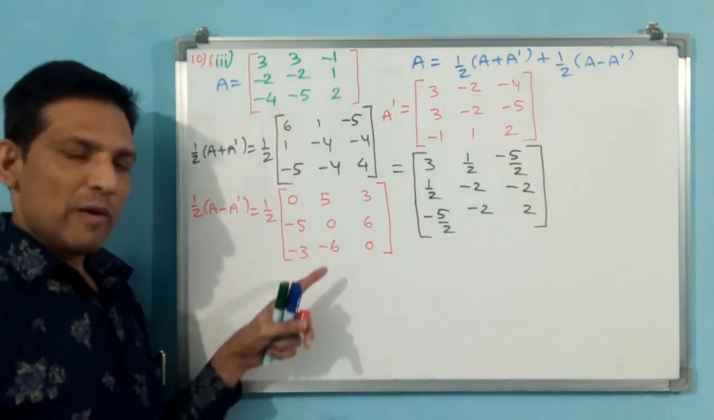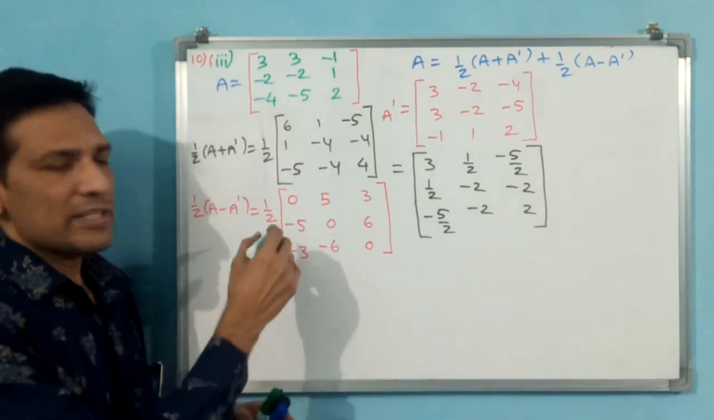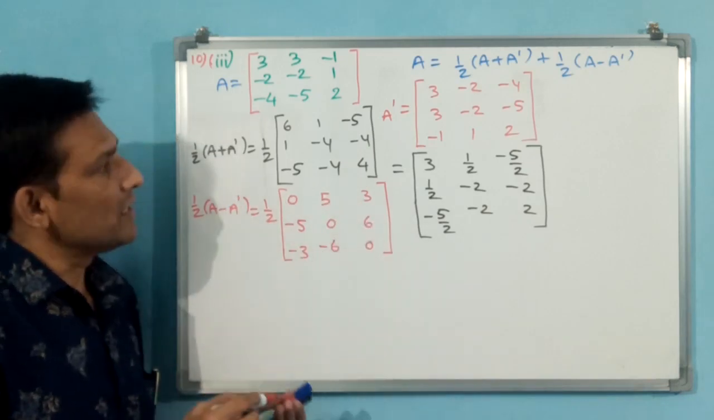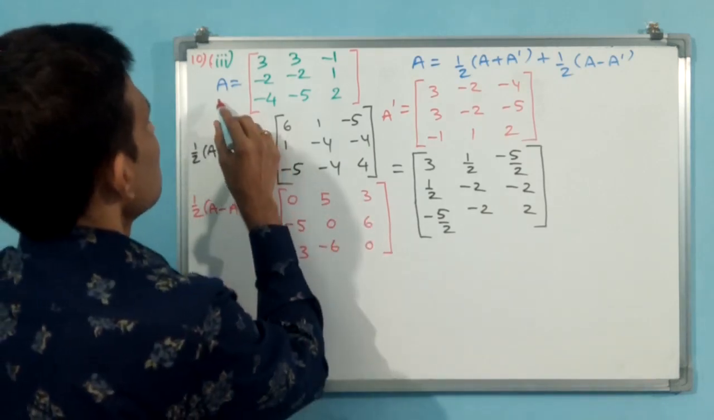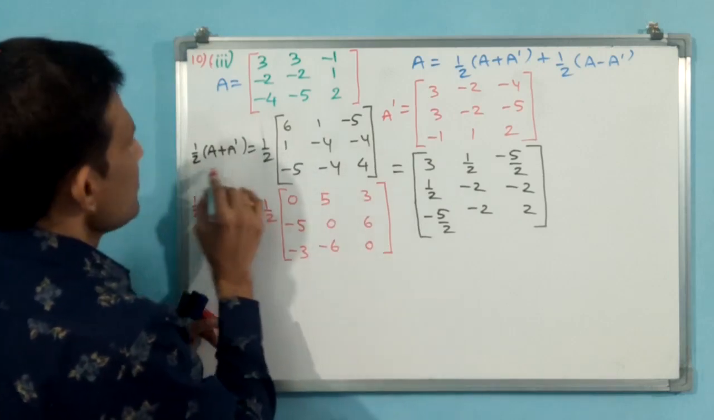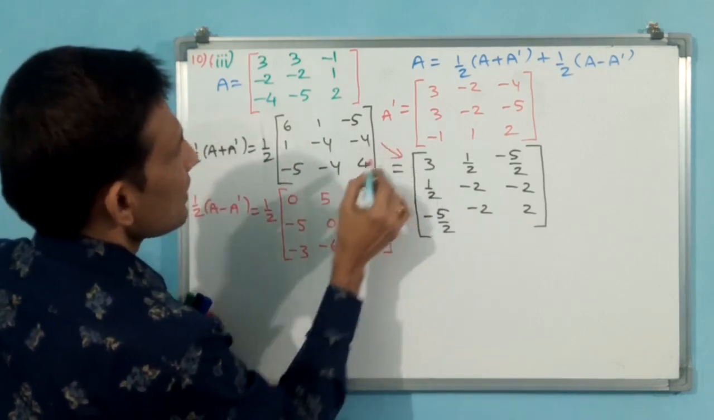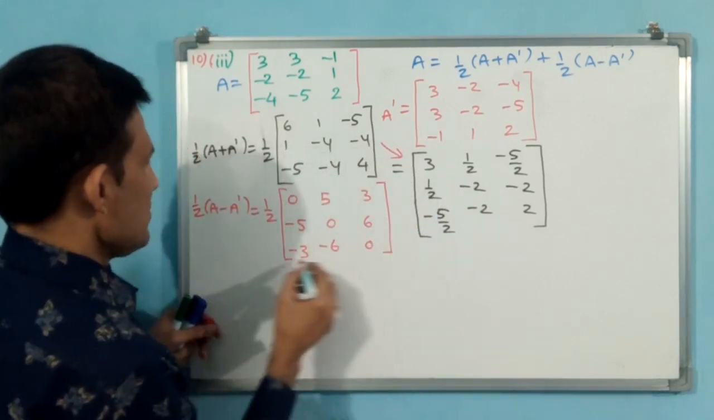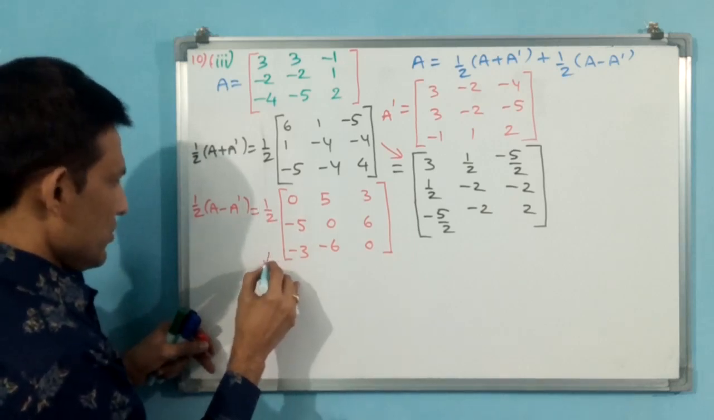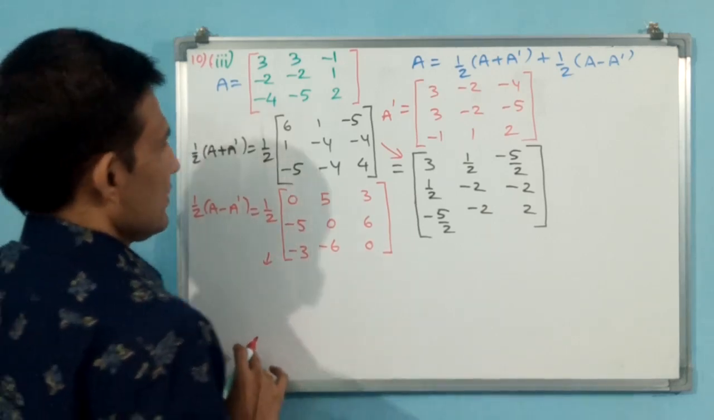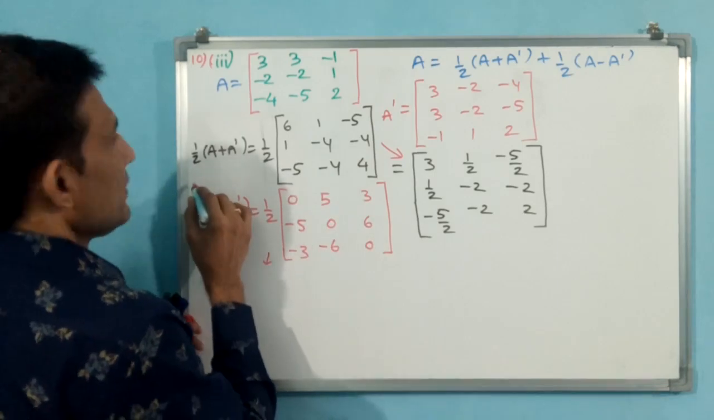Even if you send 1 by 2 inside or not, before that you can check whether this is skew symmetric or not. Like this you have to take 1 by 2 A transpose, then this will be this one. And this I am going to show here. Like this you have to take.